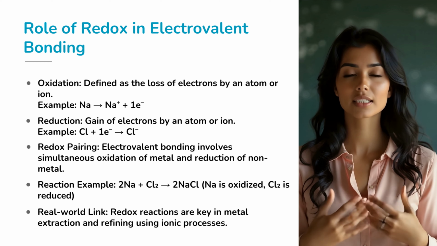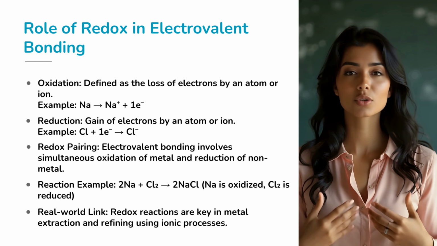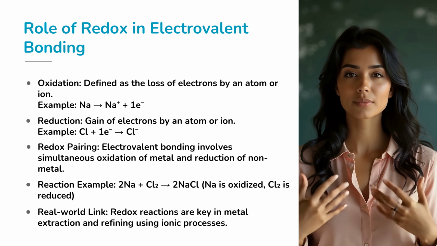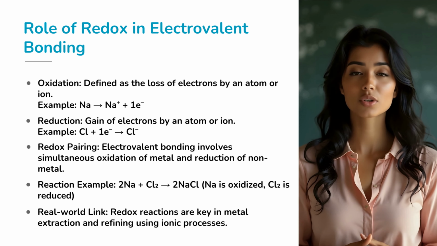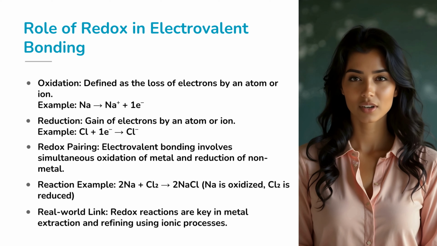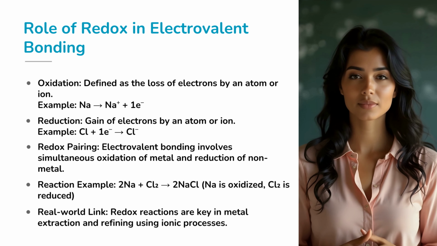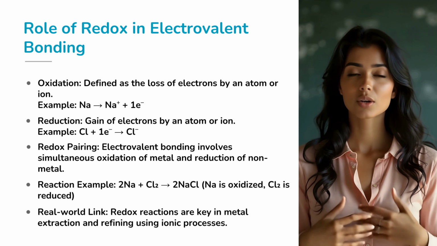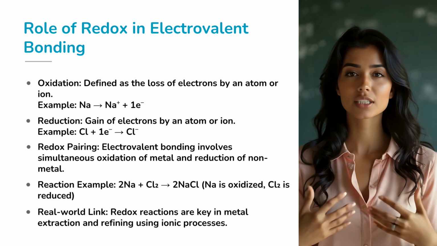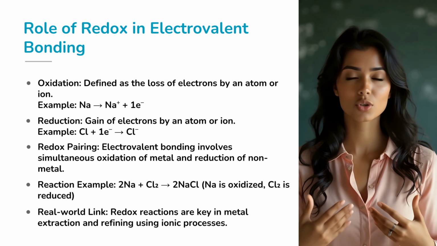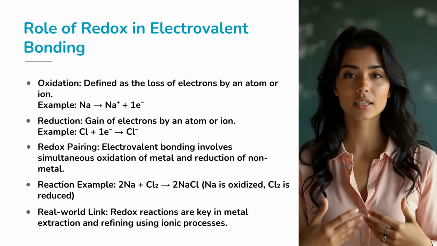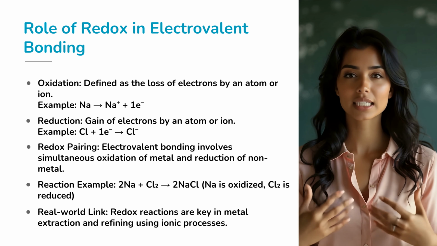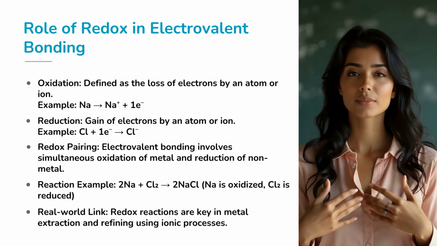Another example is iron reacting with chlorine gas to form ferric chloride. We say 2 atoms of iron plus 3 molecules of chlorine gas gives 2 units of iron trichloride. Here, iron goes from 0 to plus 3. It is oxidized and chlorine is reduced. So every time an ionic compound forms, there's a redox process quietly taking place in the background.